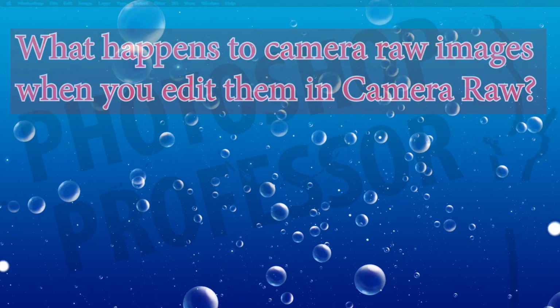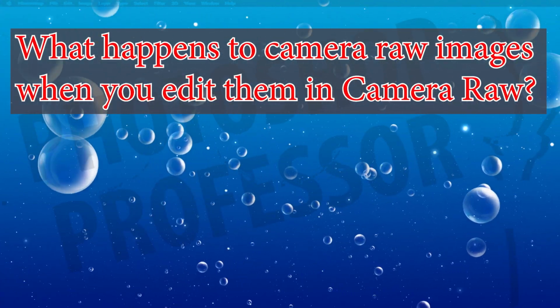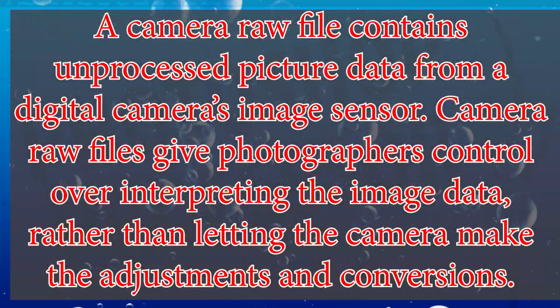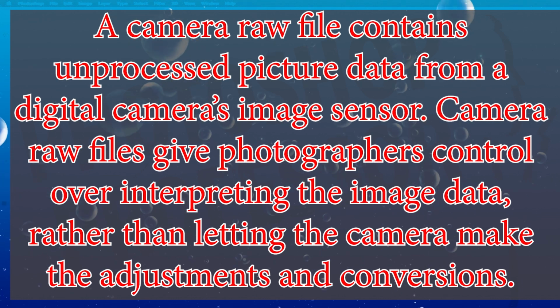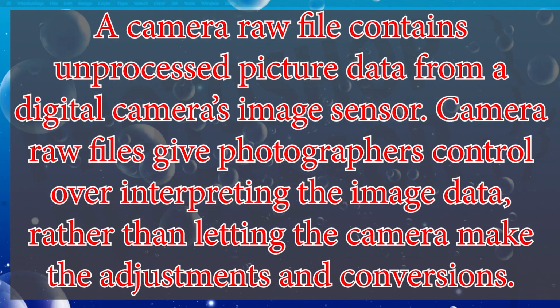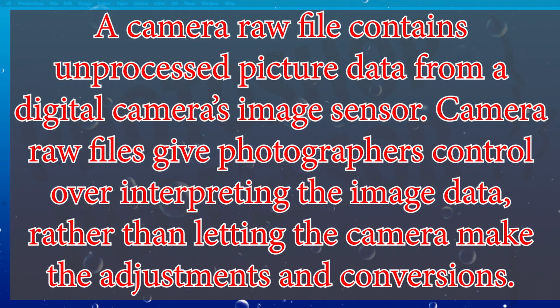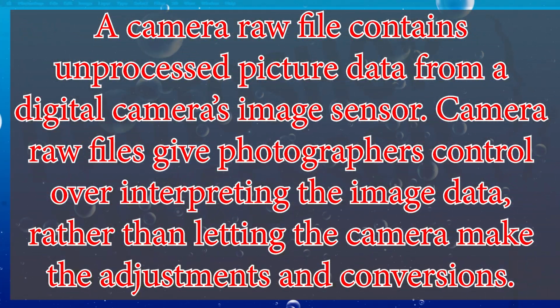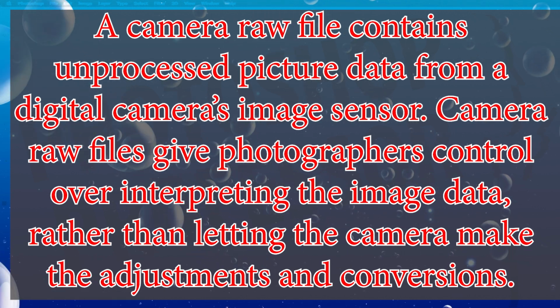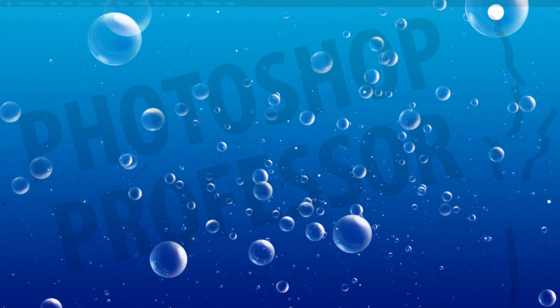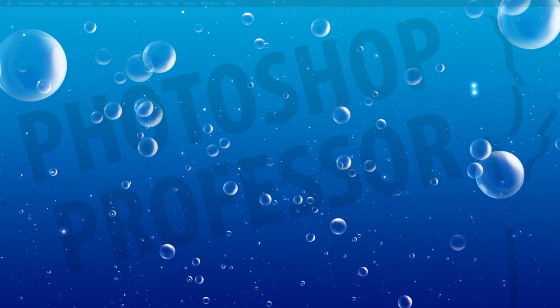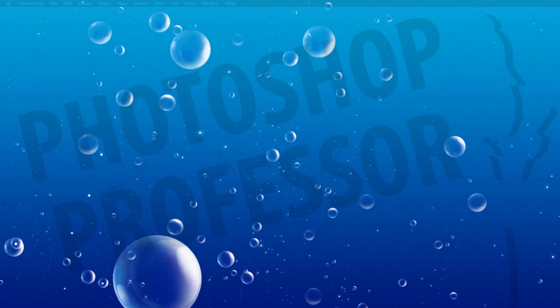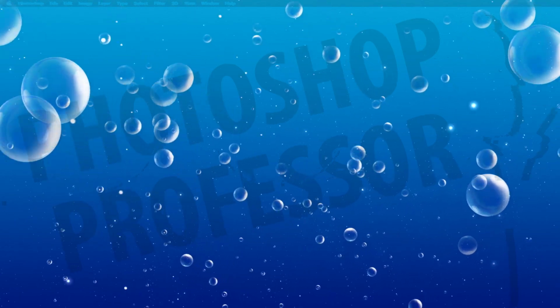Just 4 of them. What happens to Camera RAW images when you edit them in Camera RAW? The Camera RAW file contains unprocessed picture data from your digital camera's image sensor. The Camera RAW files give photographers control over interpreting that image data rather than letting the camera make the adjustments and conversions in camera, where it bakes it in. When you edit the image in Camera RAW, it preserves all the original file data even after you've edited it in Camera RAW. You can always go back to the original. It always stays intact for future use.